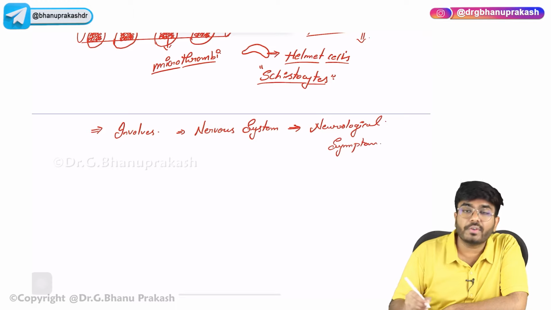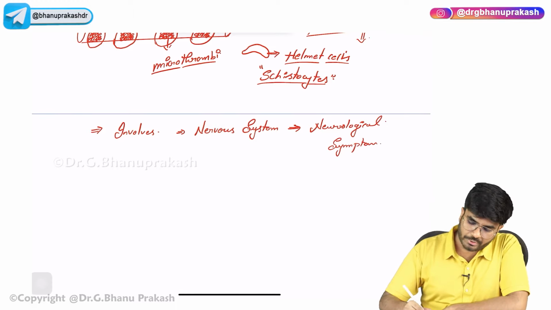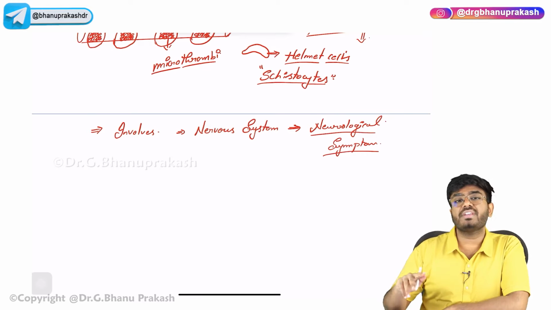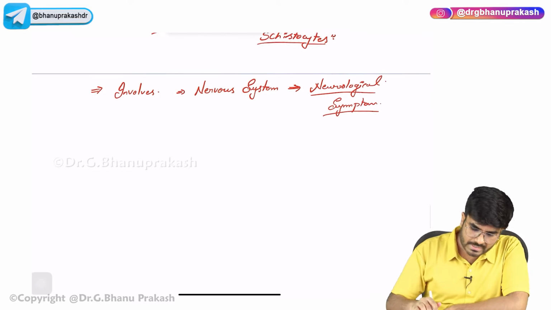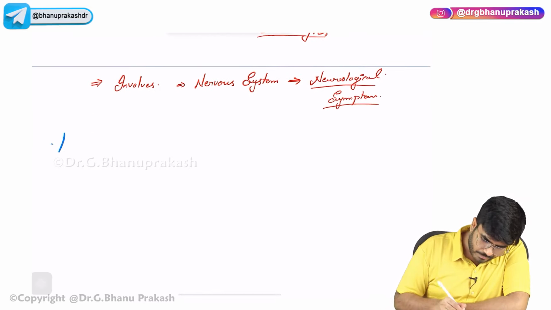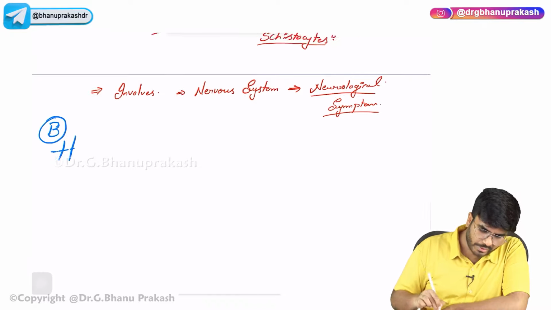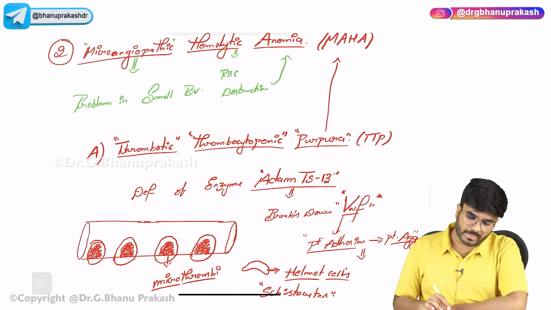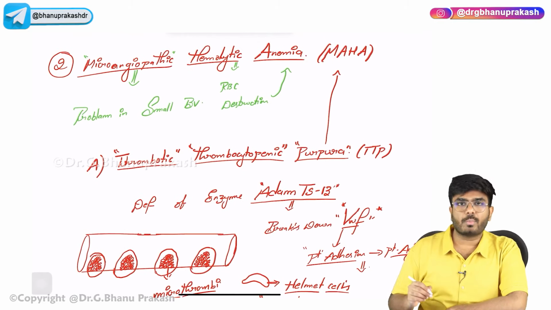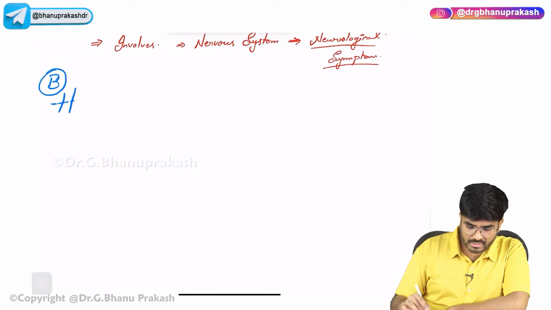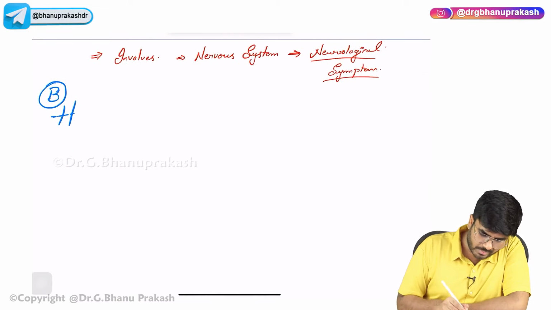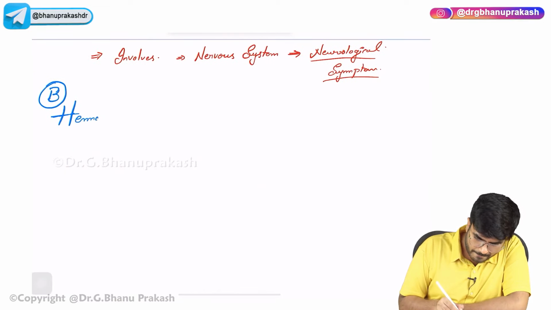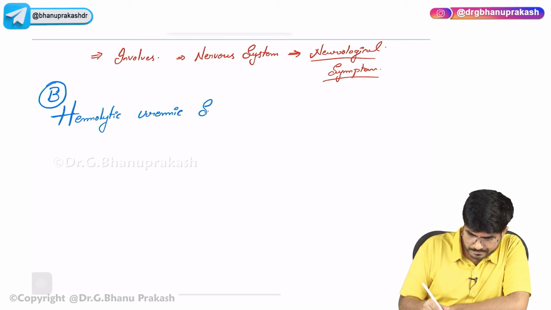Okay, these patients are going to have the neurological symptoms. The reason I am telling you this is to differentiate from another condition called hemolytic uremic syndrome. The first disorder which is going to cause microangiopathic hemolytic anemia is thrombotic thrombocytopenic purpura. Now the second disorder that is going to cause microangiopathic hemolytic anemia is hemolytic uremic syndrome.